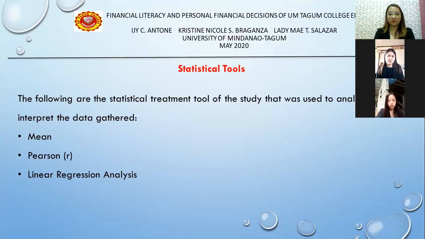The number 2 is Pearson. So this statistical tool was employed to determine the significance of the relationship between the IV and the DV. This goes with the third research objective, wherein we need to see the profound relationship between the IV and the DV. Lastly is linear regression analysis. So this statistical tool was used to determine the influence of financial literacy on personal financial decisions of UMTC employees. So I think that would be all.